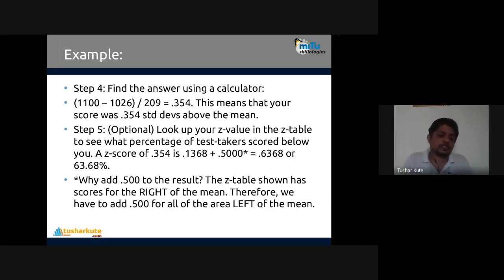Here one thing to note: there's a Z table, just like we saw last time when we looked at hypothesis testing, and we talked about the chi-square test. In that also we created a table starting from this. The same is present here. Why add 0.50 to the result? Because the Z table shows the score to the right of the mean. Therefore, we have to add 0.50 for all the area left of the mean. That's what is done.